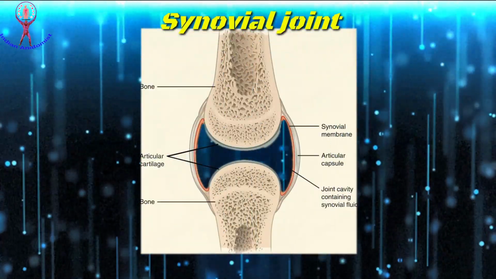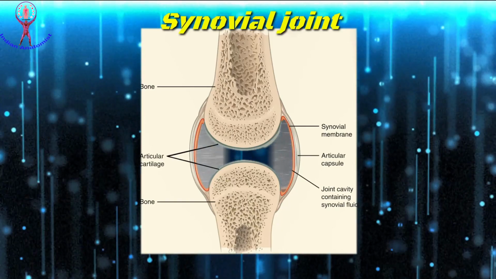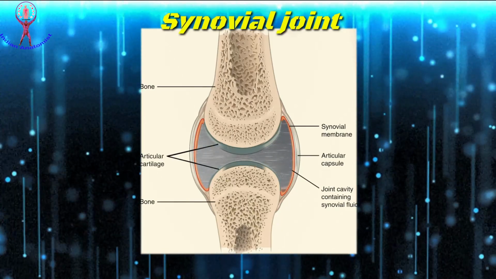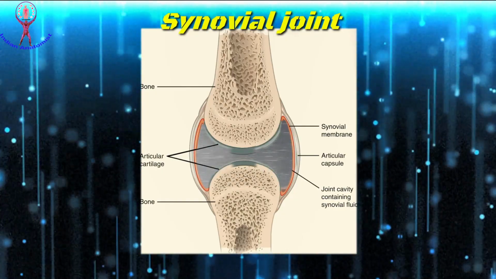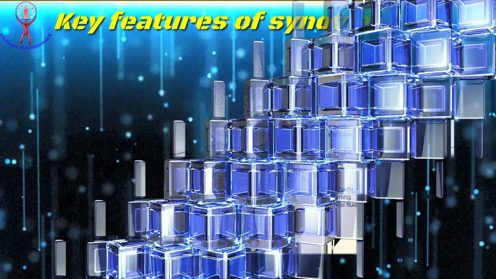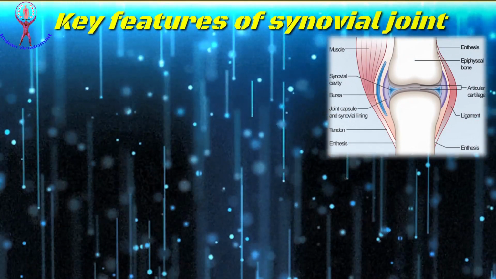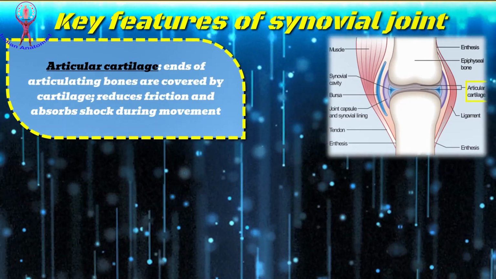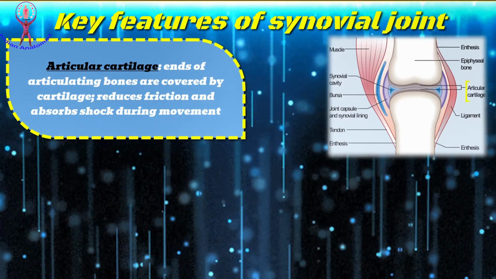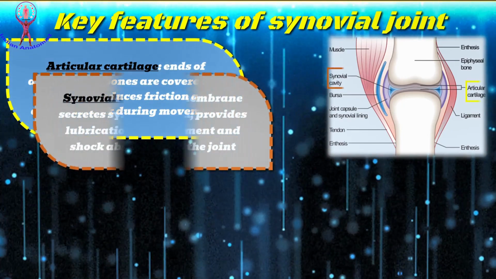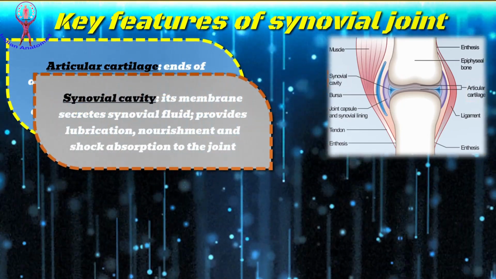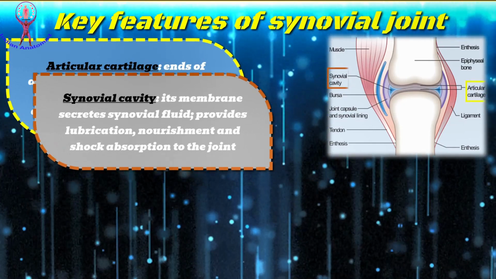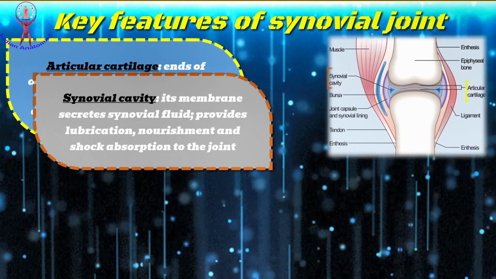This animated image shows the general structure of a synovial joint. Dear students, see the free flow of synovial fluid in the joint cavity. Now, what are the key features of a synovial joint? Number 1. In all the synovial joints, the articular surfaces are lined by articular cartilage. It is mostly made of hyaline cartilage. Number 2. The synovial cavity, lined by synovial membrane, that secretes synovial fluid. It provides lubrication, nourishment, and shock absorption to the joint.